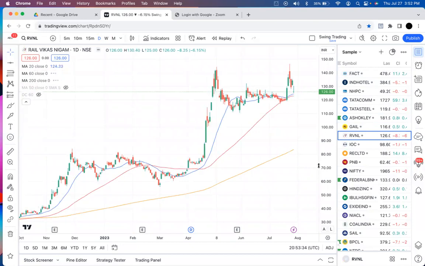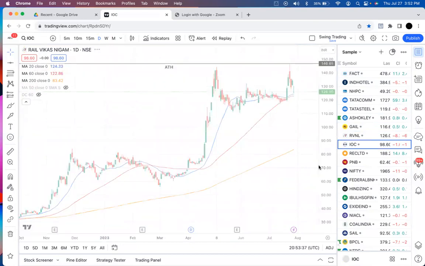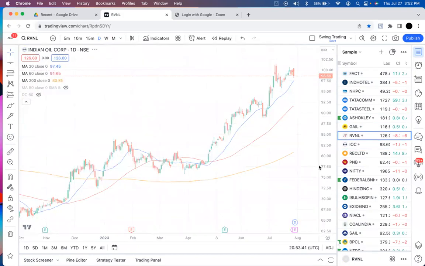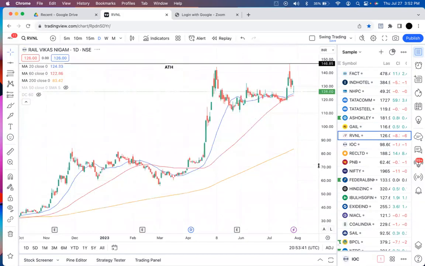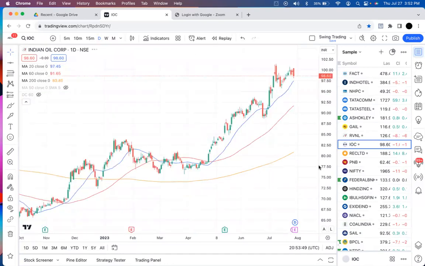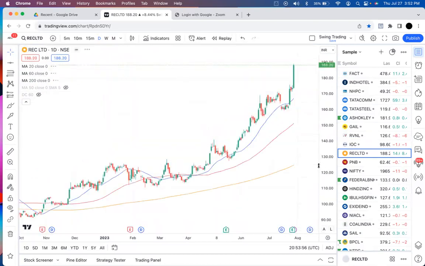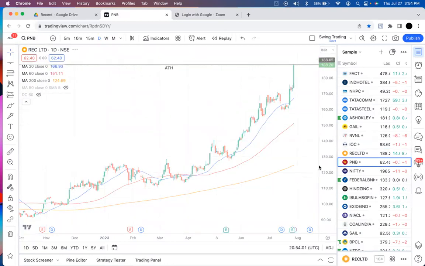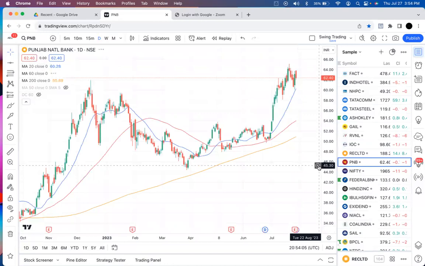RVNL, 20, 60 looking good, barely, but it's looking good, and it's barely because it's kind of fighting with the all-time high. See that, and so it has caused it to be sideways for some time. And then let's go to Indian Oil Corporation. It's doing very good on the daily chart. REC Limited looking good on the daily chart. PNB, Punjab National Bank, that's looking good, the 20, 60, and the 200.